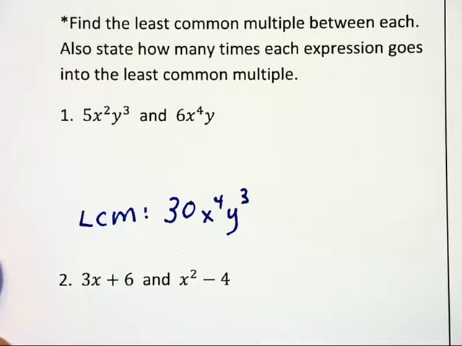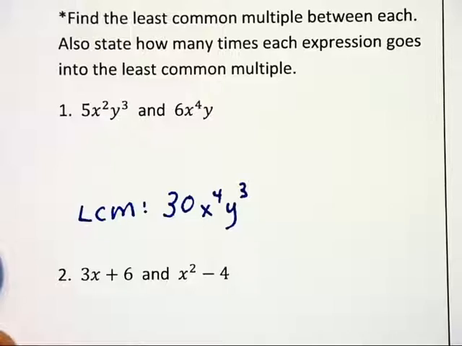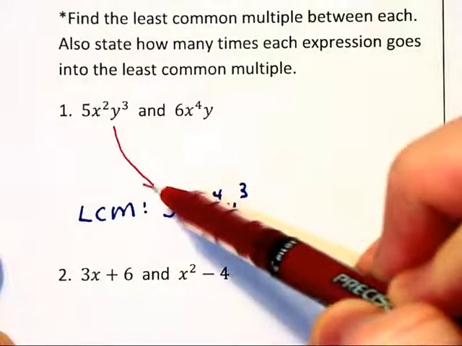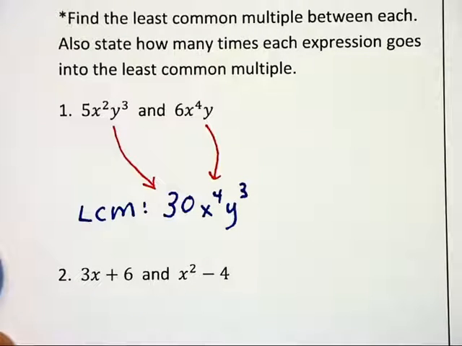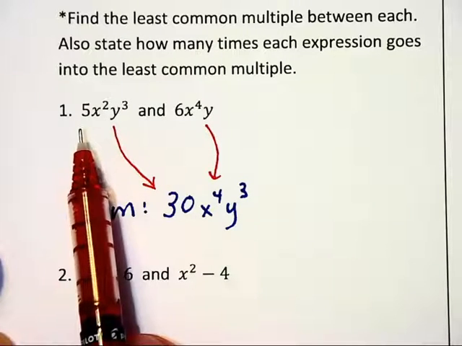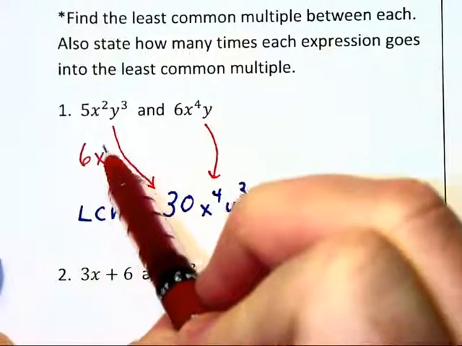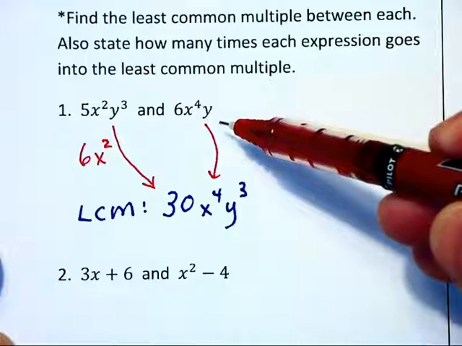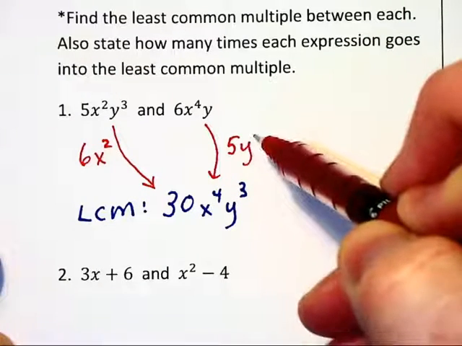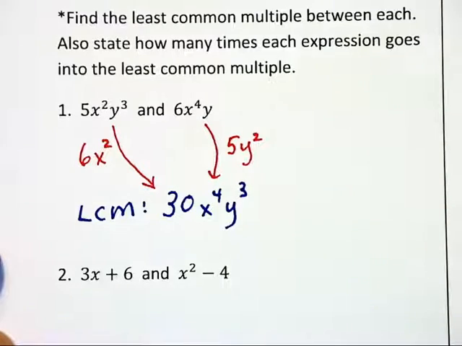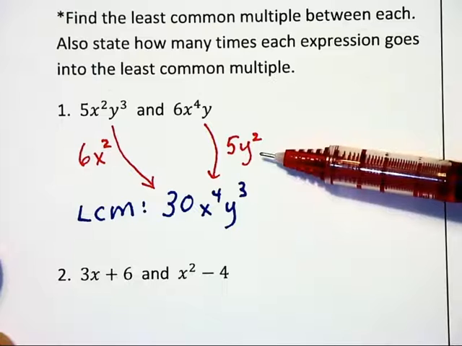Now, I didn't want to do just that because it's an important skill to be able to answer how our terms have changed when we've multiplied to go to this least common multiple. To go from this original 5x squared y cubed, we've multiplied by 6x squared. And this second term, 6x to the fourth y, has been multiplied by 5y squared to get to this least common multiple.